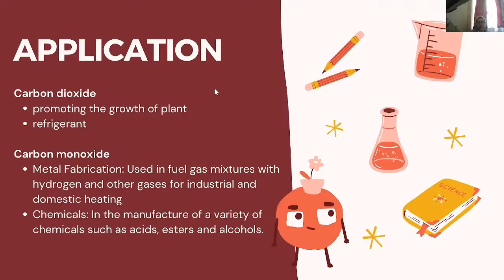Some applications for oxides of group 14 elements: carbon dioxide can promote the growth of plants and is also used as a refrigerant. Next, carbon monoxide can be used in metal fabrication, and in fuel gas mixtures with hydrogen and other gases for industrial and domestic heating. In chemicals, it can be used in the manufacture of a variety of chemicals such as acids, esters, and alcohols.